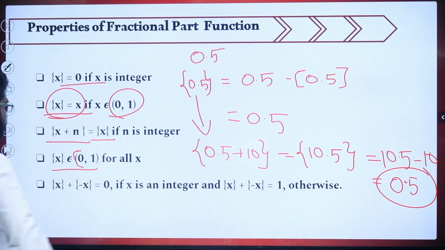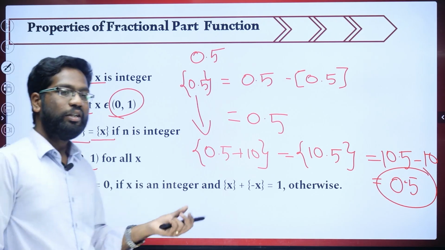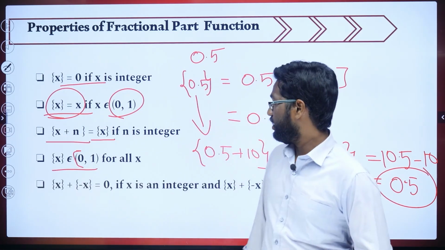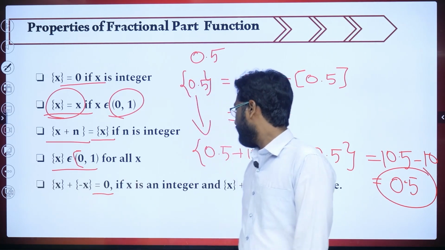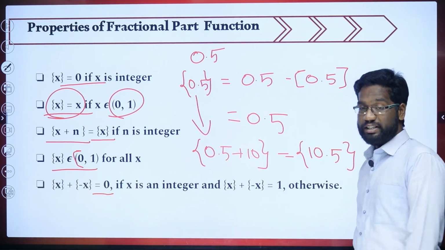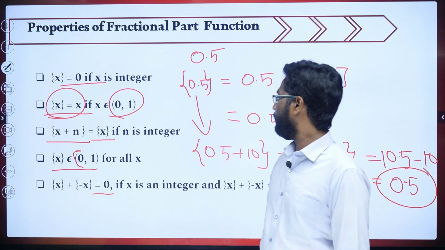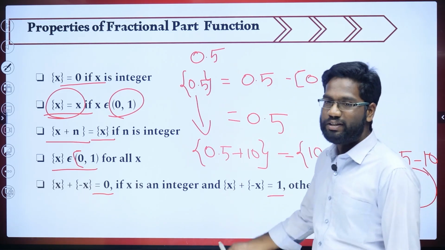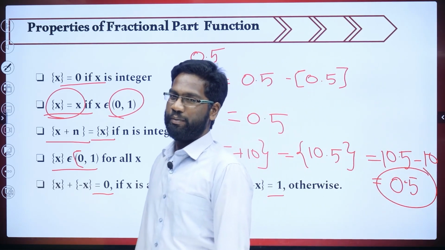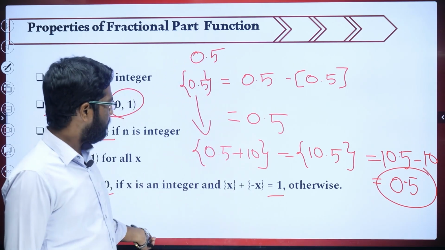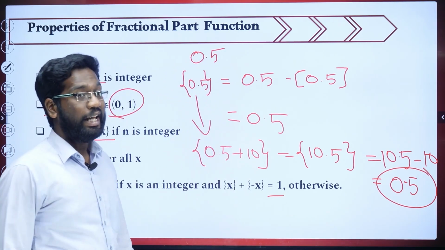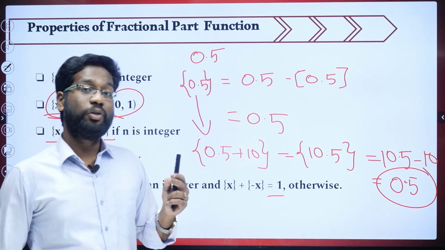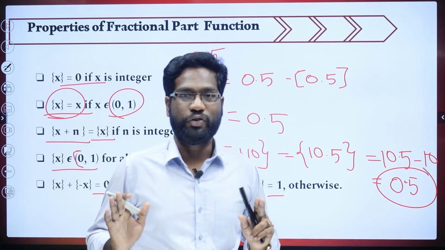Next, if you sum the fractional part of negative x and the fractional part of positive x, you will get 0 if x is an integer. Otherwise, if it is something like 0.5, you will get the answer as 1, my dear students. You can solve and see, these are very simple things. You need not worry, but please keep that in mind. The same properties are there in the greatest integer function also, so you are not supposed to be confused. Okay.